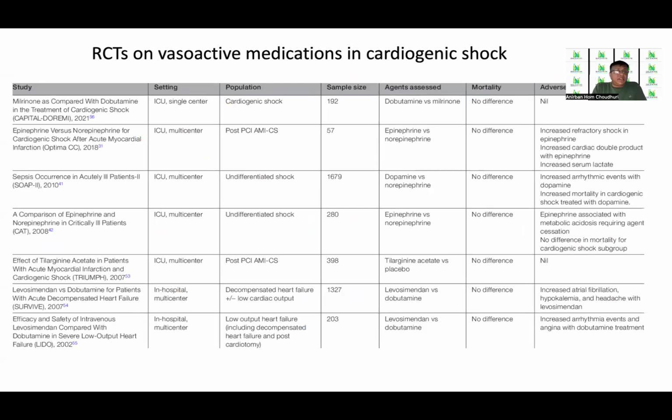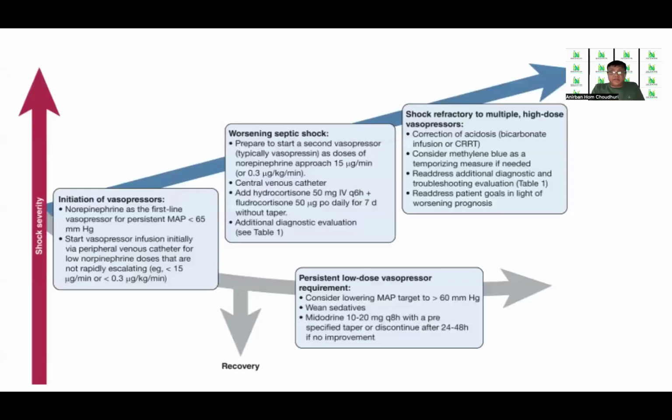So there have been many RCTs on the vasoactive medications in cardiogenic shock. The important ones are listed here, the CAPITAL DOREMI, followed by the SOAP, the CAT, etc. And we see that on mortality, there is no difference in any of the studies, but definitely in terms of adverse effects, there are a lot of side effects which can occur, and therefore one needs to choose the particular agent very carefully and also take due diligence for follow-up so that any anomalies can be detected.